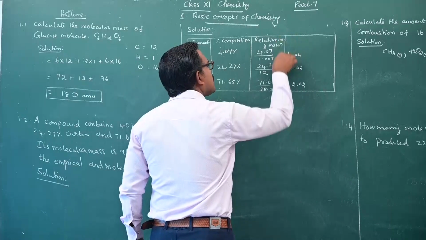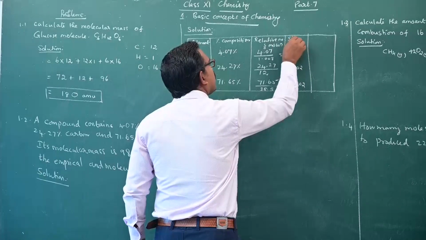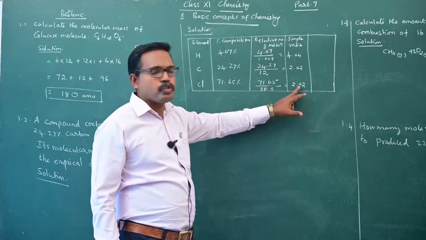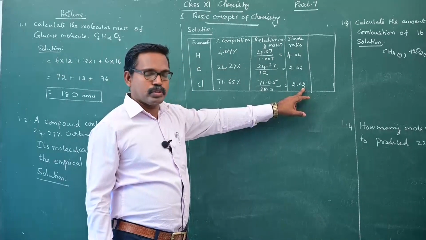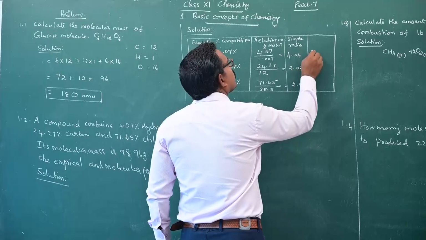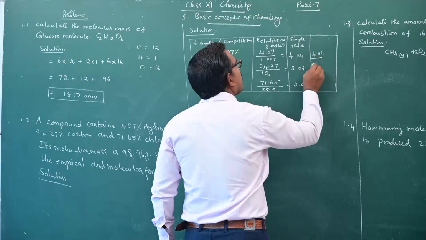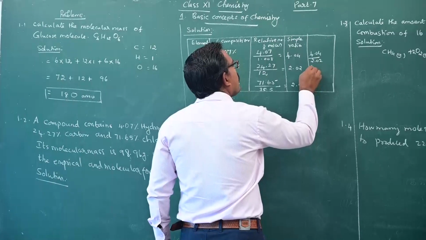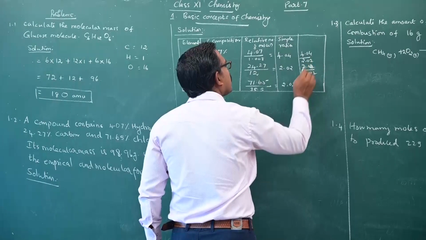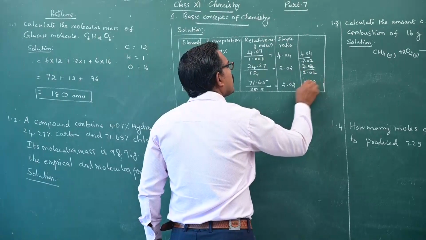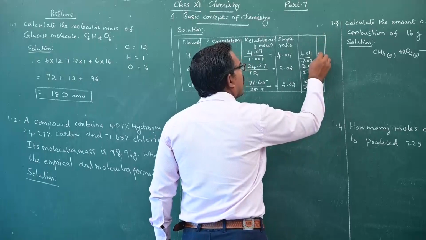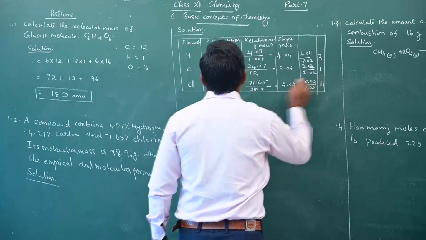So, this is the simple ratio. From the simple ratio, which one is the smallest value? 2.02 is the smallest value. So, divide the other numbers by this 2.02. 4.04 divided by 2.02, 2.02 divided by 2.02, 2.02 divided by 2.02. So, you are getting the values 2, 1, 1.